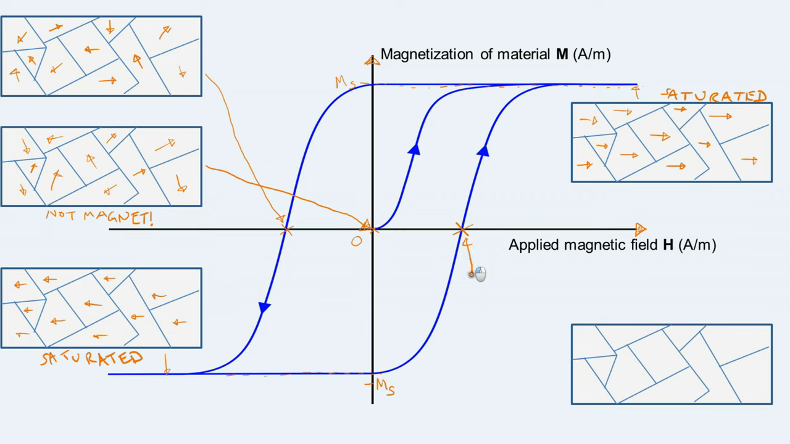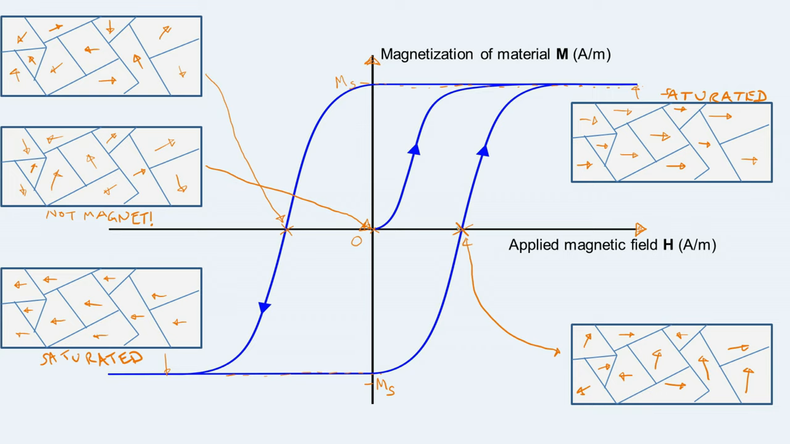What does the zero point of the magnetization of the material mean? It means it's not magnetized again. So we've got those domains all over the place. So they're being pulled from the left to face to the right, and some of them are in between, some of them have got there, some of them have not. But we end up with this random orientation of domains within the material, which means once again, it is not magnetic.